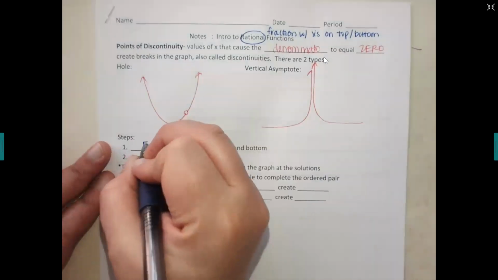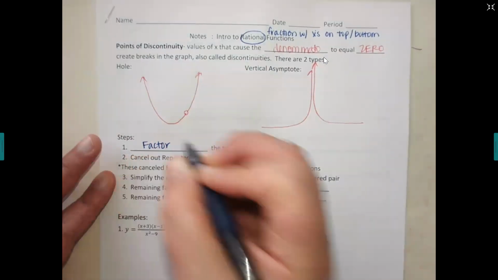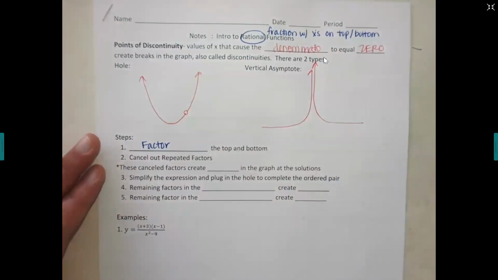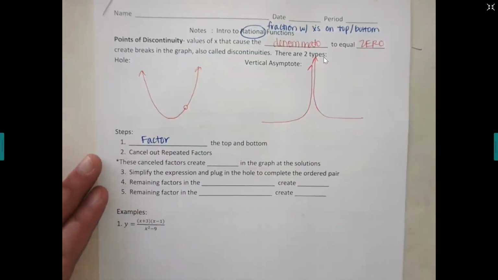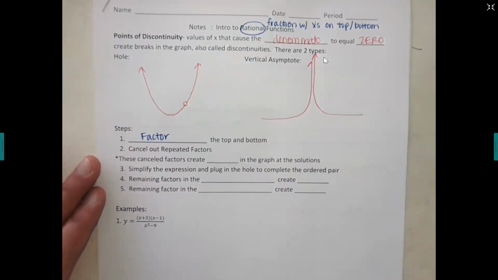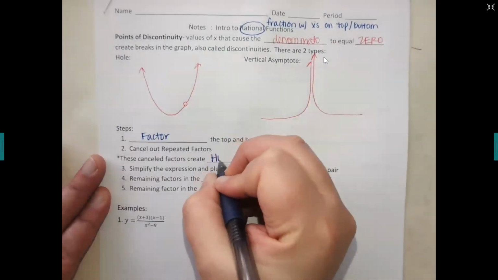Factor the top and the bottom. And then you're going to cancel out any factors that repeat. So if they're in the top and the bottom of the fraction, you're going to cancel those out. Those give you the holes in the graph.